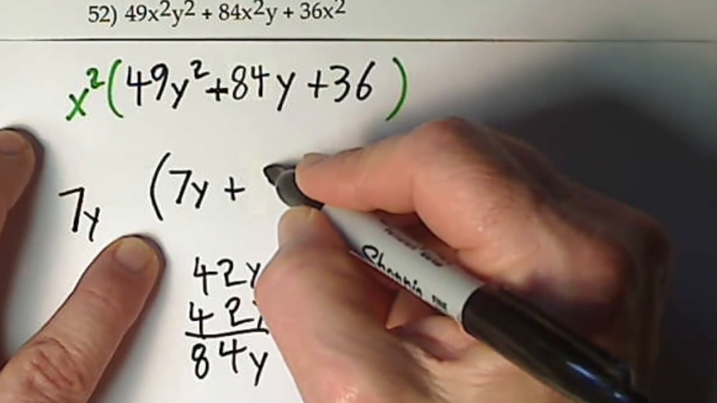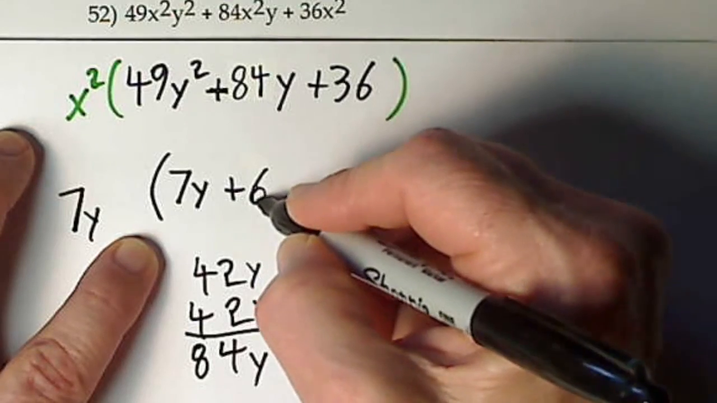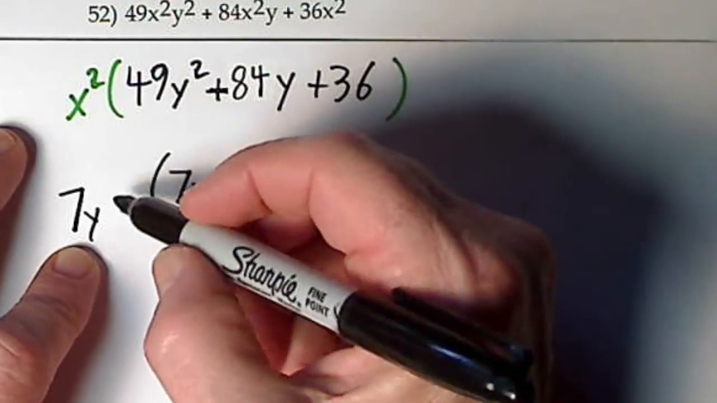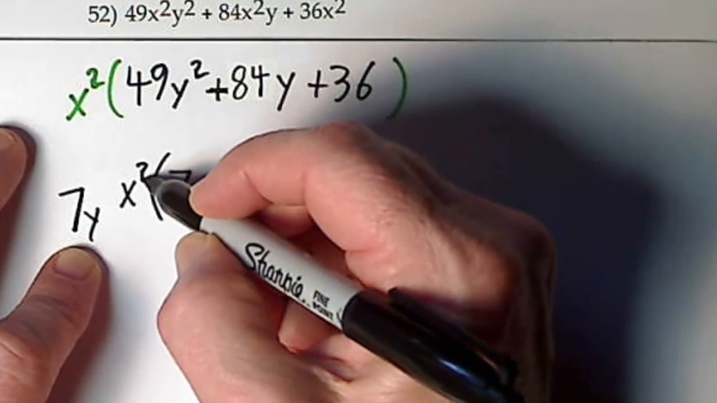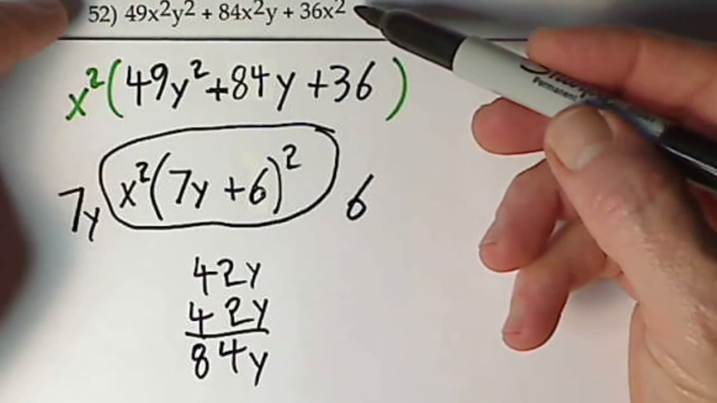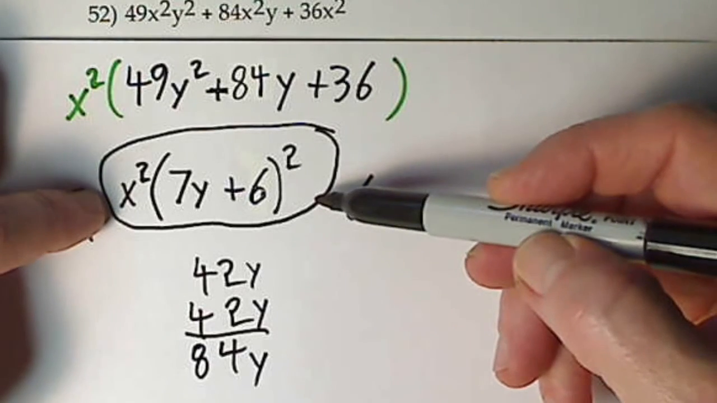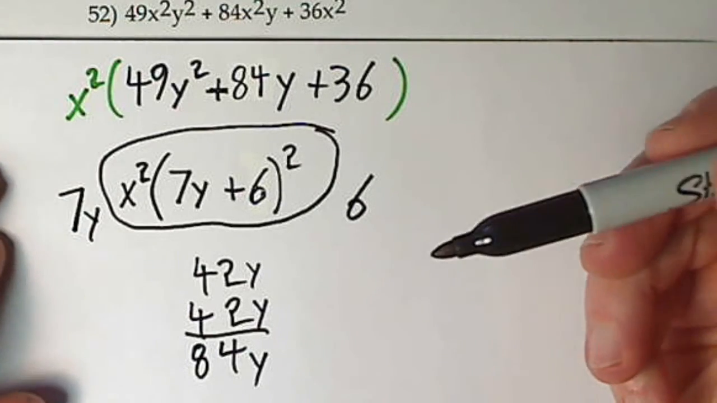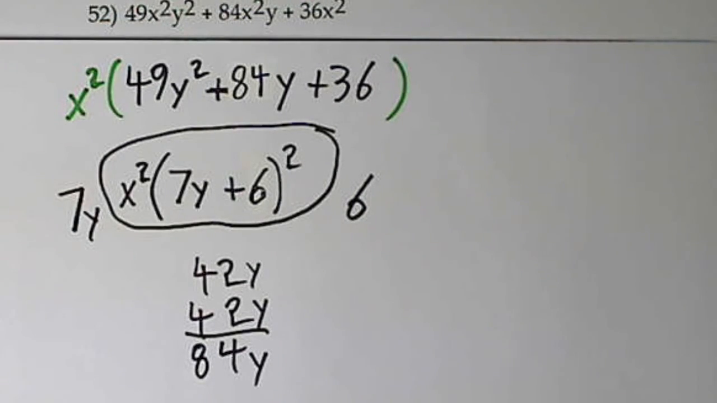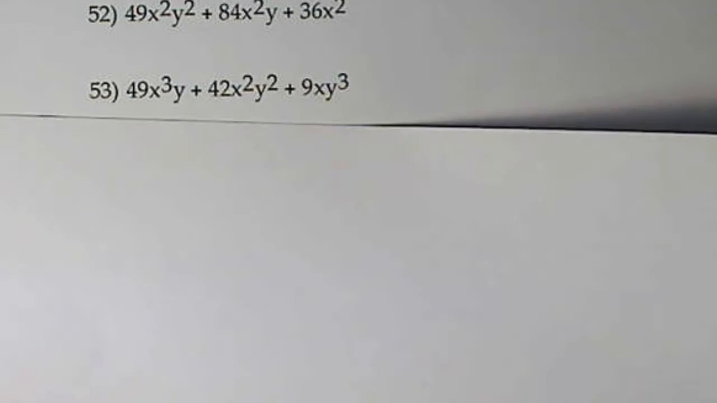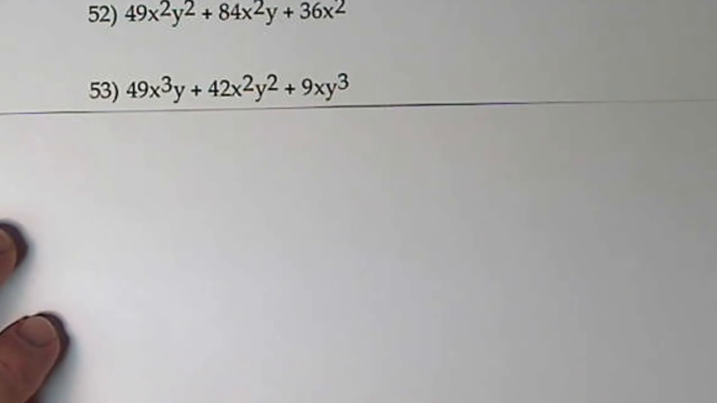Okay, so it'll be 7y plus 6, the quantity squared, and this x squared has to be in front. So the factored form of this trinomial is x squared times the quantity 7y plus 6 squared. Okay, that's 52, and we're also going to tackle 53. Another perfect square trinomial, I hope. Let's see.